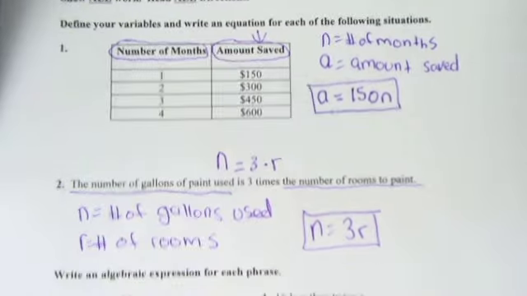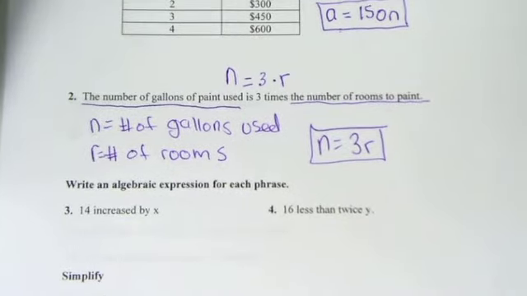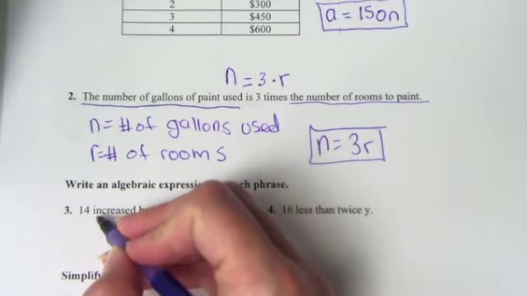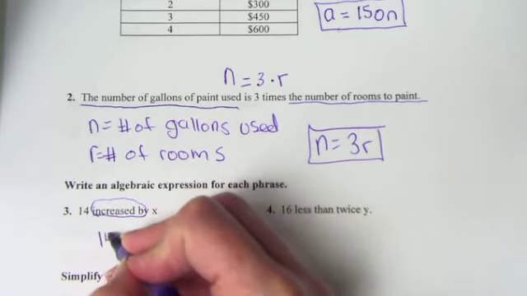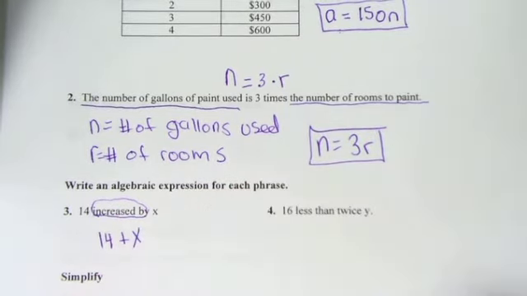All right, let's look at 3 and 4. Number 3, it's 14 is increased by X. So increased by usually indicates addition. So this one you should get 14 plus X. You could also get X plus 14. That would work as well.